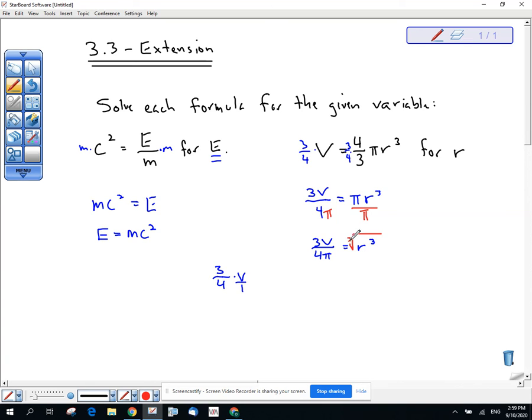Here we're just doing the undo operation for cube so that we can get r by itself. Whatever you do to the left, you have to do to the right. Okay? So we can have then r by itself. Again, I like the variable on the left. So r is equal to the cube root of the fraction 3v over 4 pi. Okay, and that ought to be enough for you.